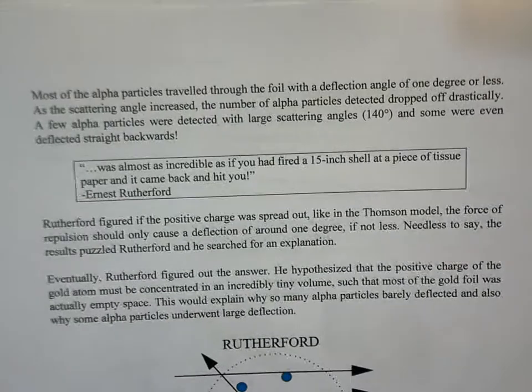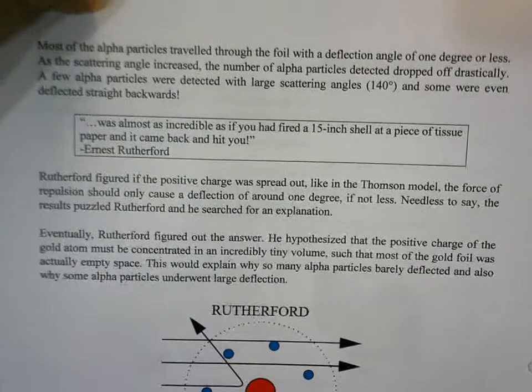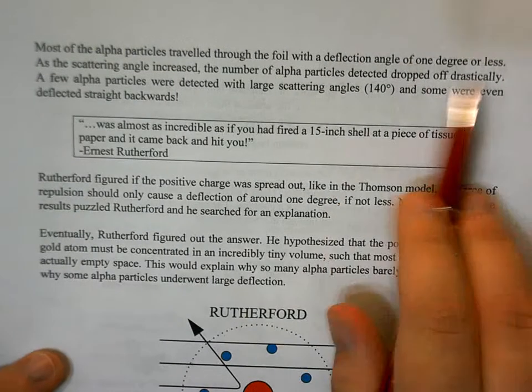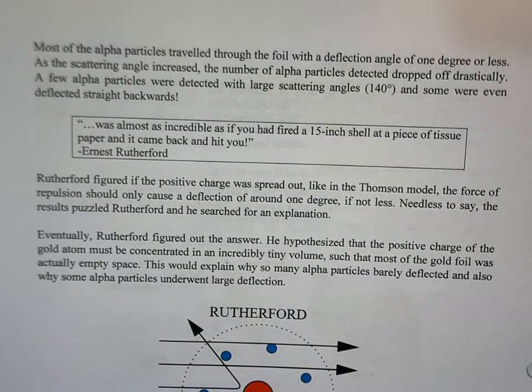As we said, most of the scattering was very minimal or none at all. Most of it was confined to about a degree or less, but there were particles that scattered drastically, and Ernest Rutherford described it as this. He basically said it was the same thing as if you took a 15-inch bullet, fired it at a piece of toilet paper, and the bullet came back at you. So that was the level of astonishment they had with this.